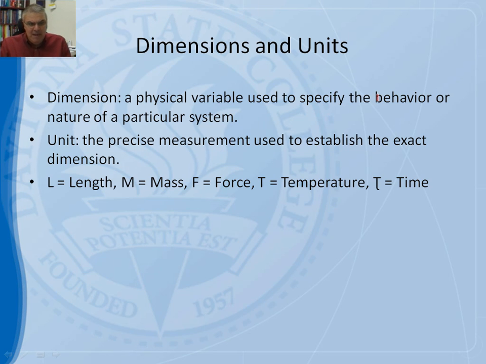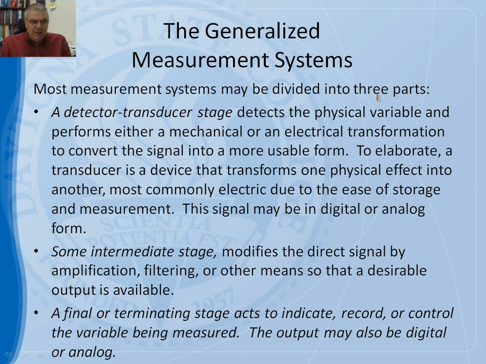The same thing with mass, force, temperature, and time, which is shown here as tau to differentiate between that time and the temperature, which is shown as T. So L, M, F, T, and tau, they are dimensions, but there are units to measure those dimensions. For example, temperature, T is a dimension, but we measure temperature in, two examples of the units, degrees Celsius and degrees Fahrenheit.